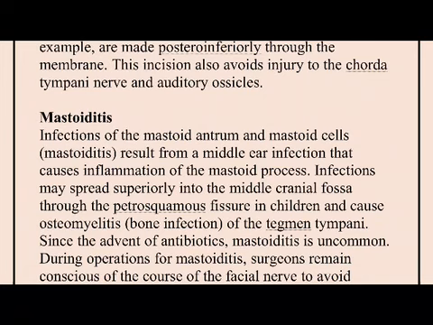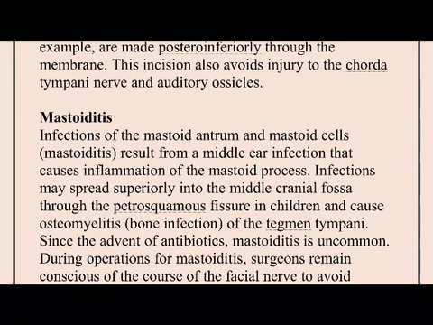What is mastoiditis? Mastoiditis is infection of the mastoid antrum and mastoid air cells, and it results from middle ear infection that causes inflammation of the mastoid process. When infection spreads superiorly into the middle cranial fossa through the petrosquamous fissure in children, you could have osteomyelitis occurring, that's infection of the bone, and the osteomyelitis will affect the tegmen tympani. But now, thanks to the antibiotics that we have, mastoiditis is not common.